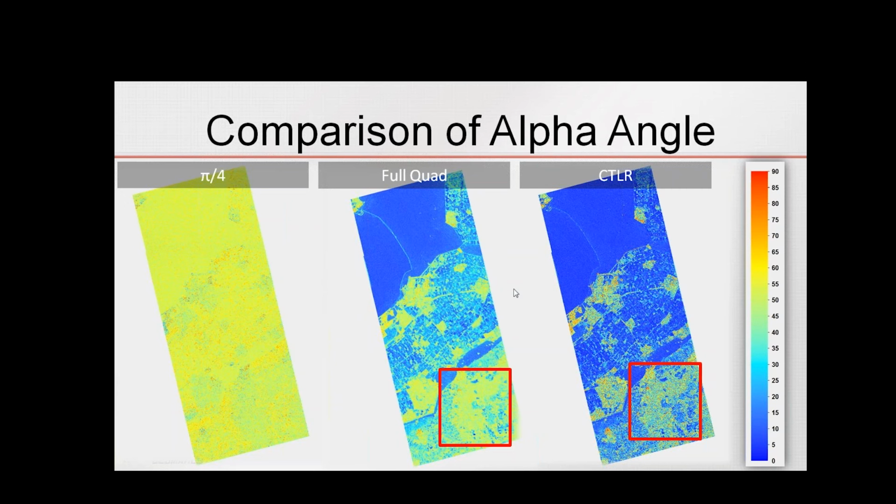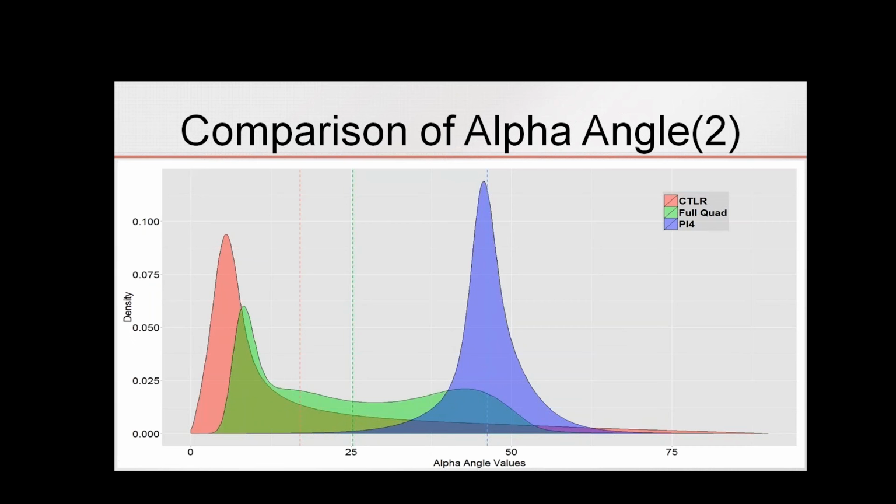So if we have a look at the distribution for those 3 images, the first thing you'll notice is that that bright pi over 4 scene has a density distribution that's very dissimilar to both CTLR and full quad. And the second thing you'll notice about these distributions is that neither pi over 4 nor CTLR are bimodal, unlike the full quad image that is bimodal. They're both unimodal. So in this circumstance, the alpha angle image for CTLR is the one that's the closest to the full quad.